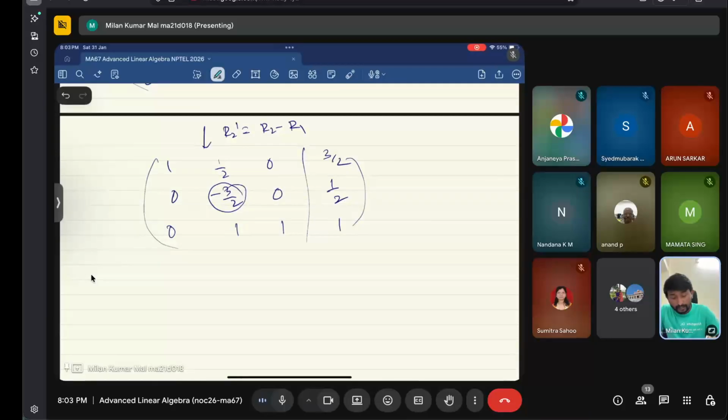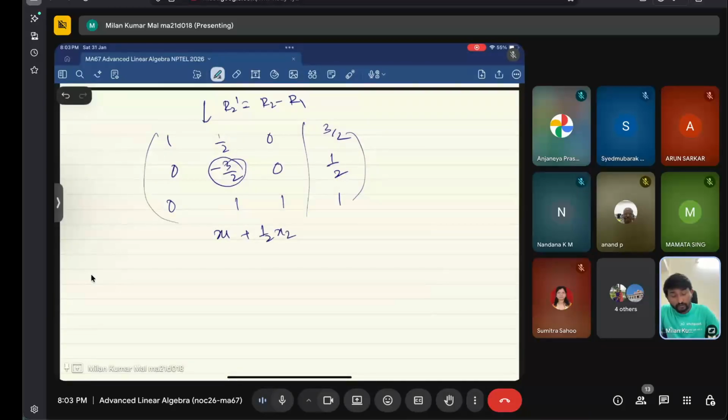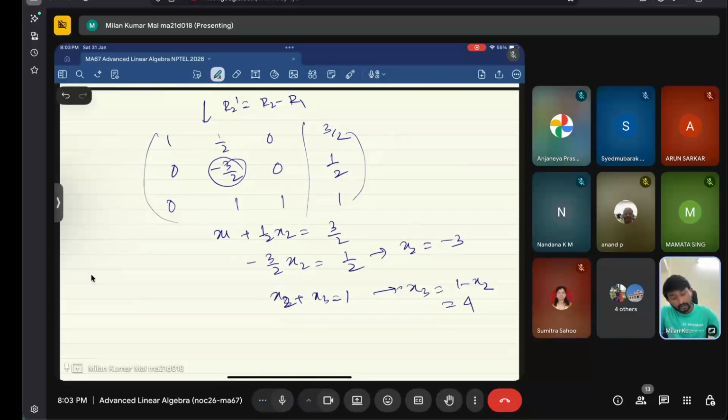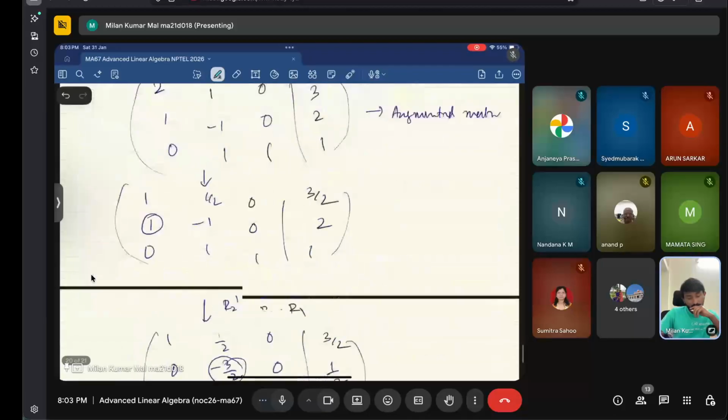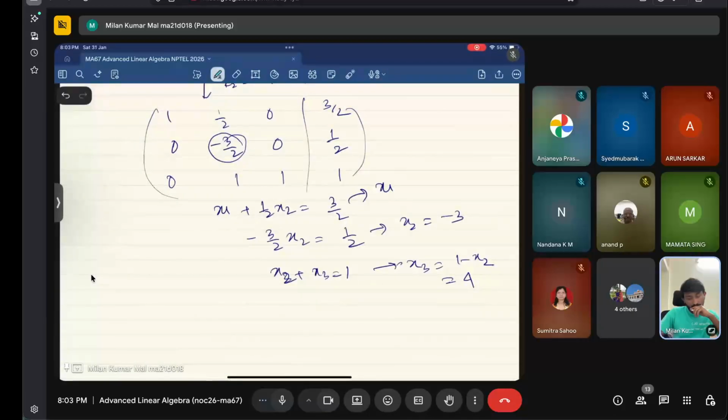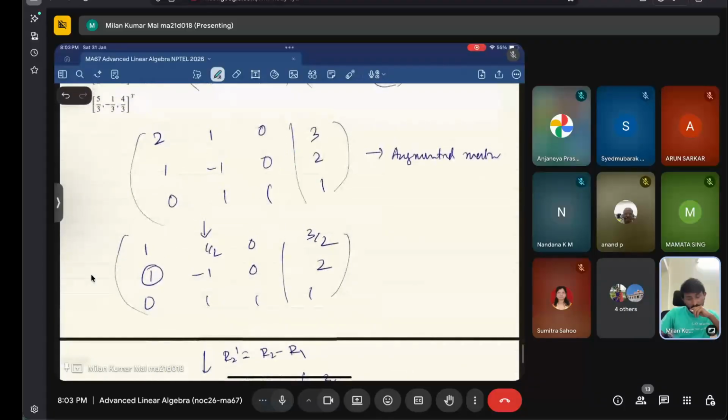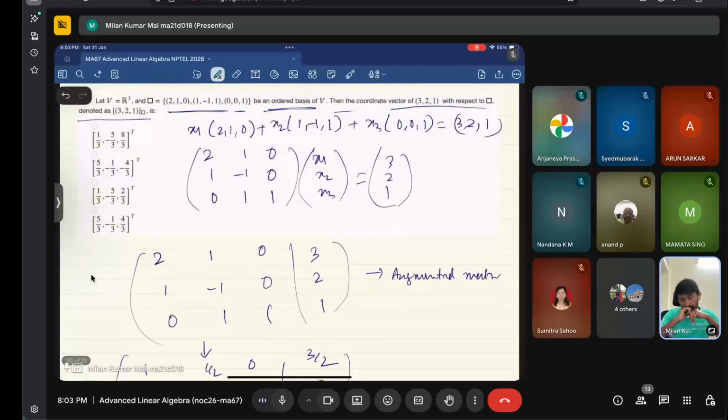So this reduces to x1 plus 1 by 2 x2 is equal to 3 by 2. Second equation is actually 3 by 2 x2 is equal to 1 by 2, and x2 plus x3 is equal to 1. So this will give x2 is equal to minus 3. This will give x3 is equal to 1 minus x2, that is equal to 4. No, there is some mistake. I think there is some mistake.